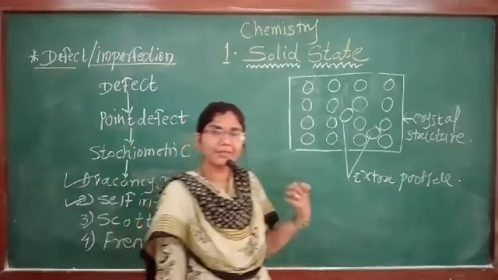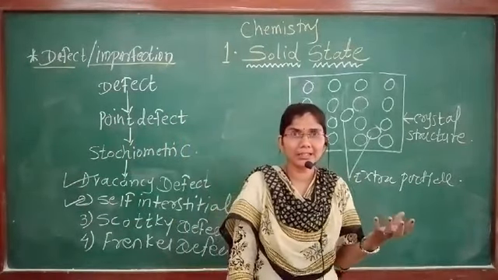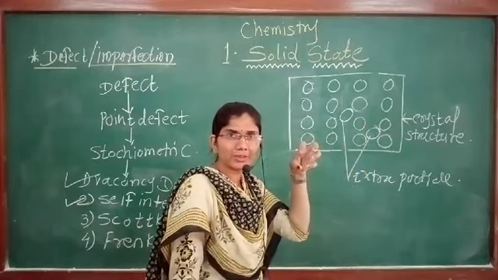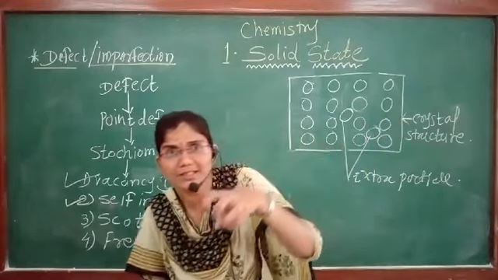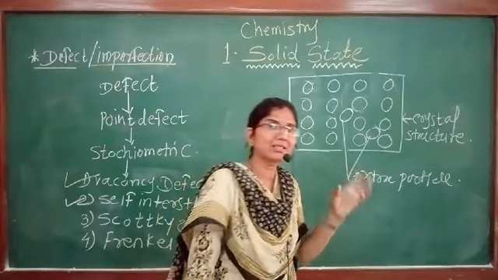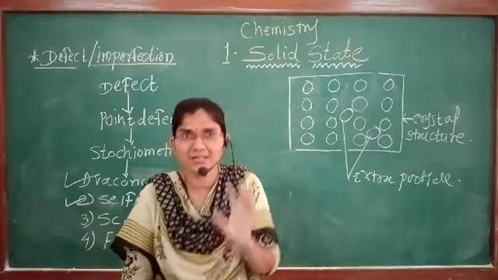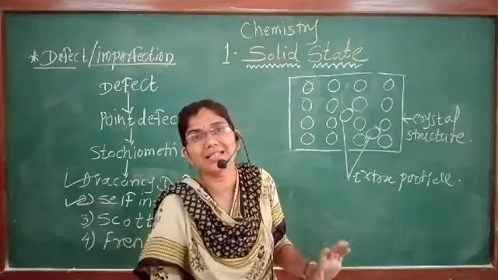the first type, which we saw earlier, in self-interstitial the particle leaves its regular site. They leave their regular position and go into the interstitial site, and therefore a vacancy is also created, but the particles are present in the same crystal structure and therefore the density remains unchanged.